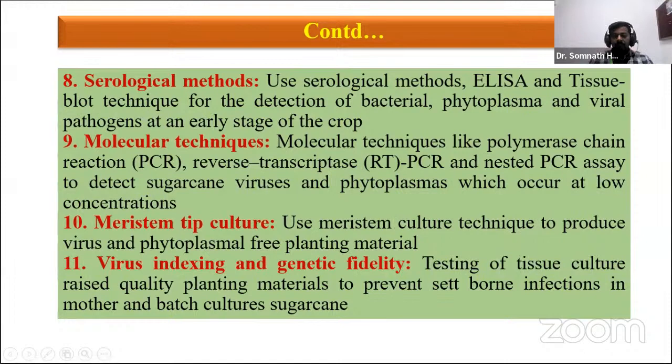For meristem tip culture, we know that meristems are free from any pathogen. So we encourage that meristem tip culture should be followed for the production of virus or phytoplasma free planting material. Virus indexing and genetic testing are also required. Genetic fidelity is required for the seedlings produced by any production agency or tissue culture production unit, and virus indexing is required to index all the viruses which are reported from India.